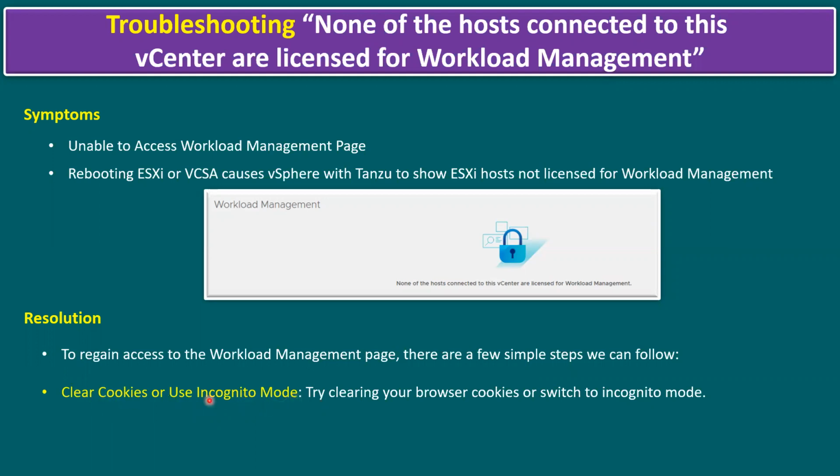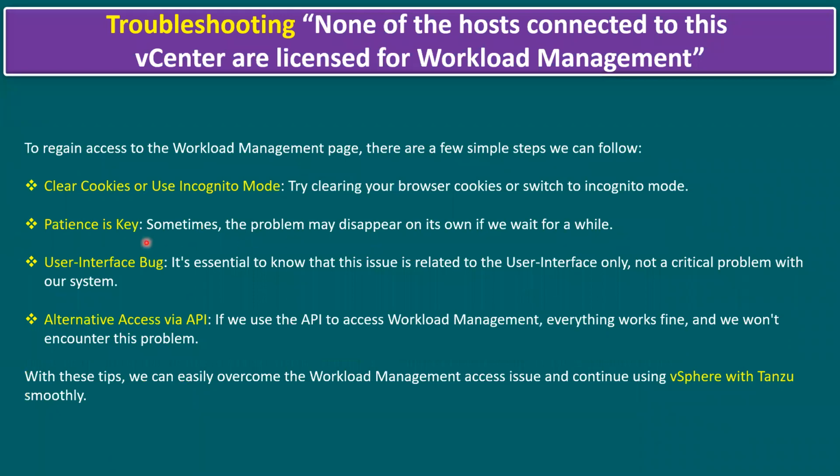Not only these two steps, we also have some additional steps to resolve this error message. Sometimes the problem may disappear on its own if we wait for a while. That is another option. This is a user interface bug, one of the product bugs. It is essential to know that this issue is related to the user interface only, not a critical problem with our vSphere with Tanzu system. Another solution is alternative access via API. Using REST APIs also, we can access our workload management.